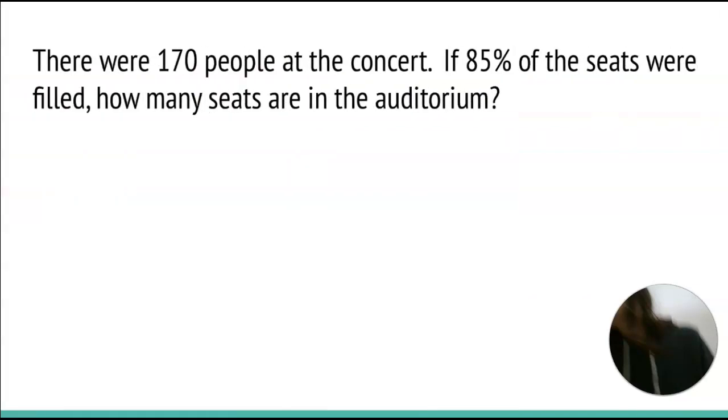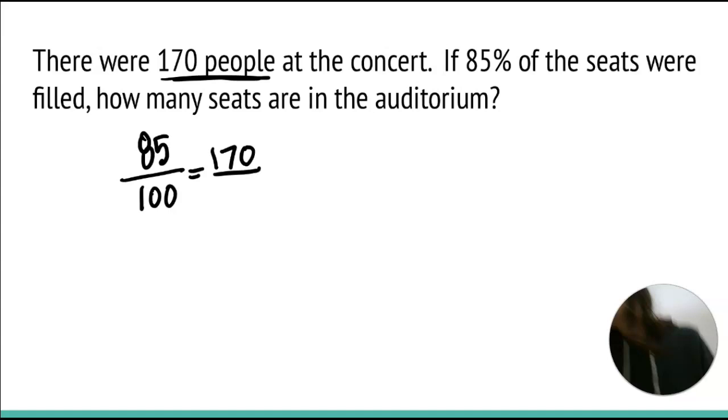If there were 170 people at the concert and 85% of the seats were filled, how many seats are in the auditorium? Immediately put that percent over 100. Now we got to decide, is that 170 people part of the people or all of the people? Well, there were 170 people at the concert, and we want to know how many total seats are in the auditorium. So we just know how many people were actually at the concert, not how many total people could fit in the auditorium. That's what it's asking us.